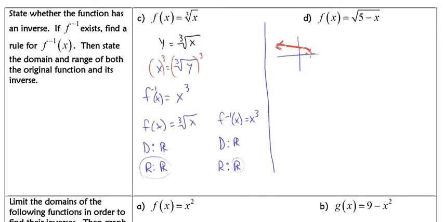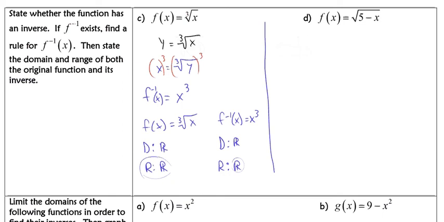And there's no negative values over here, because how would I get a negative out of the square root? My output has to be positive. We don't have any negative y values here. And so the inverse does exist. Let's go ahead and find it.